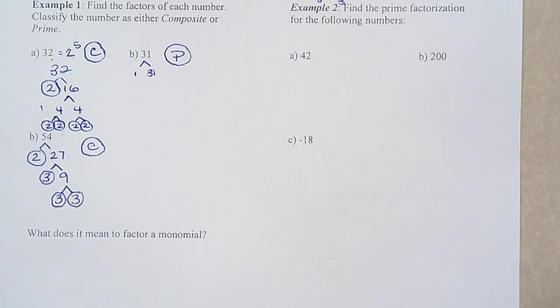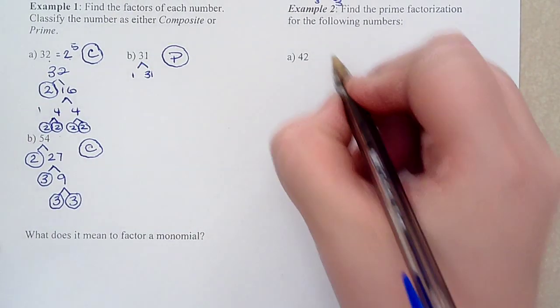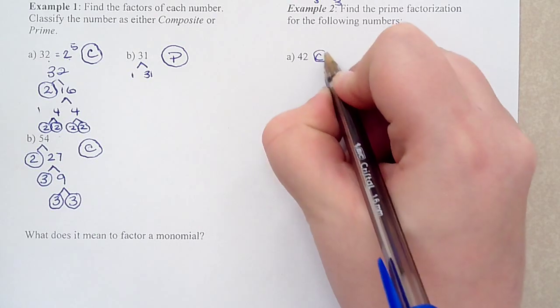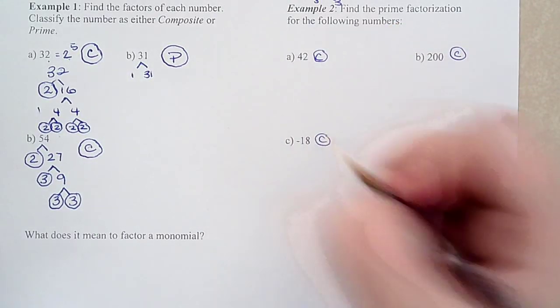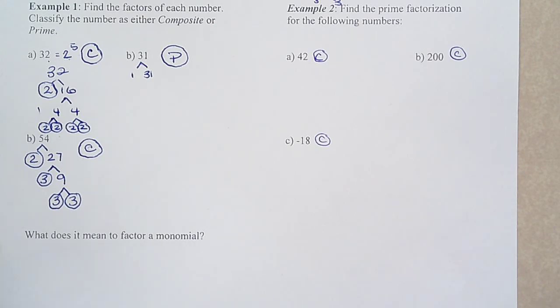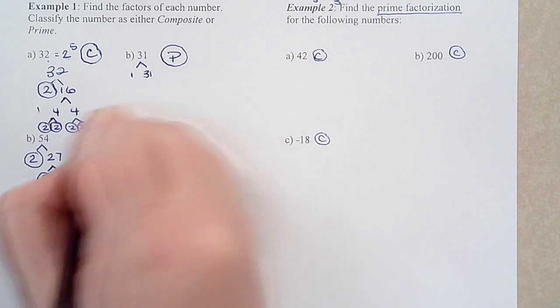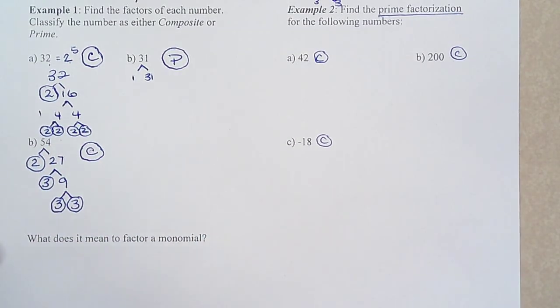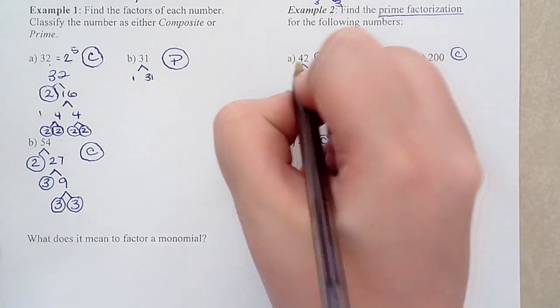All right, hopefully you have paused the video and come back. So hopefully once you did these, you found that this number was composite, this number was composite, and this number was composite. Now, to find the prime factorization, we have to follow the same steps that we did over here, and then we'll take them one step further. So let's make our factor tree.